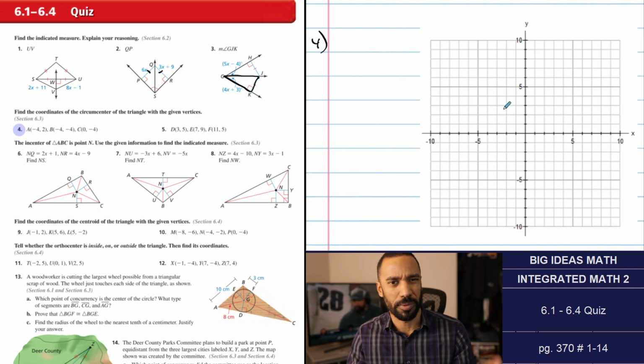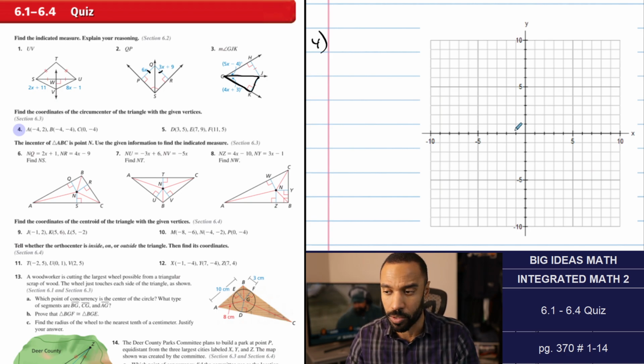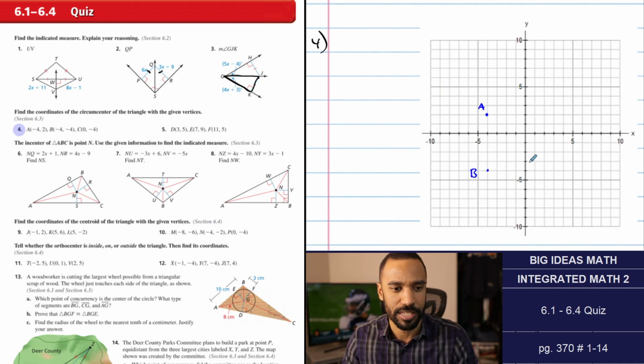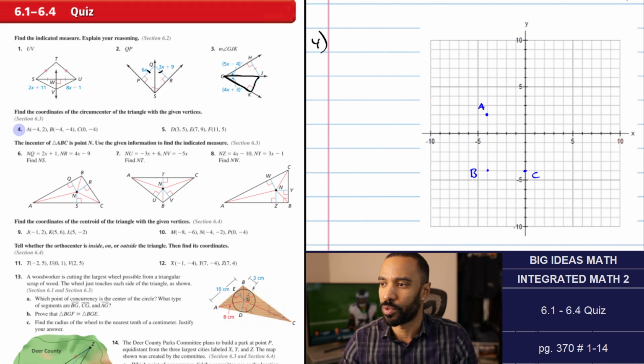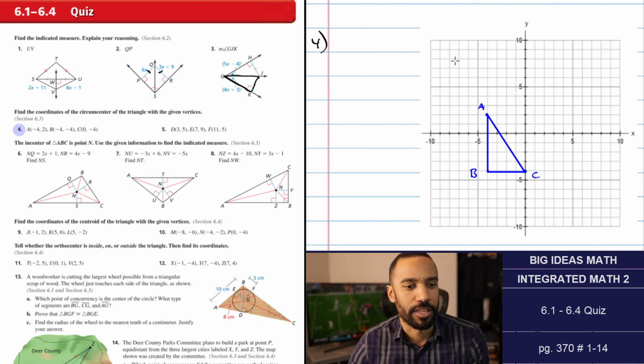It sounds like some of these things will be kind of vertical and horizontal, which is nice when it comes to counting horizontal distances and vertical distances, stuff like that. So A is going to be here at -4, 2, B is at -4, -4, and C is at 0, -4. So it's a right triangle as well. Let's draw that out. Let's see what we're dealing with respect to that drawing. What do they want? Circumcenter? I think so. Okay. Find the coordinates of the circumcenter.